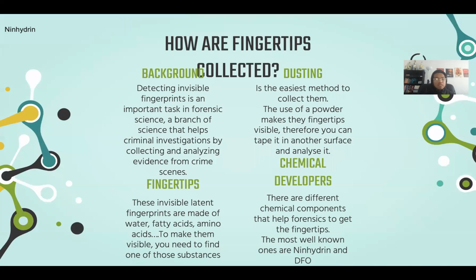How are fingertips collected? The background. Detecting invisible fingerprints is an important task in forensic science, a branch of science that helps criminal investigation by collecting and analyzing evidence from crime scenes. Dusting is the easiest method to collect them. The use of powder makes the fingertips visible, and therefore you can tape it onto another surface and analyze it. These invisible latent fingerprints are made of water, fatty acids, and amino acids. To make them visible, you need to find one of those substances.